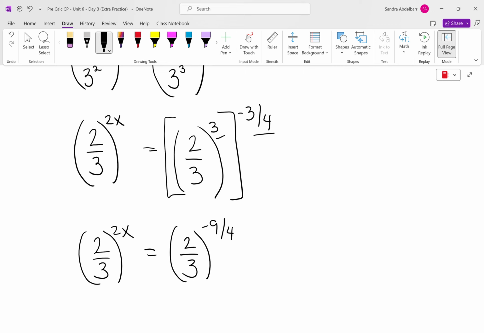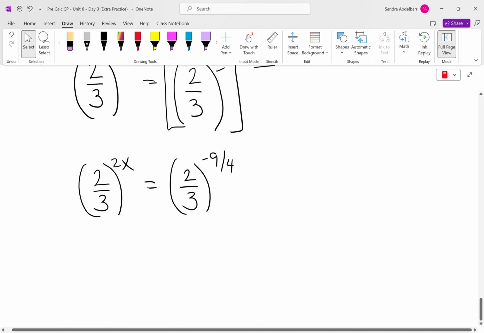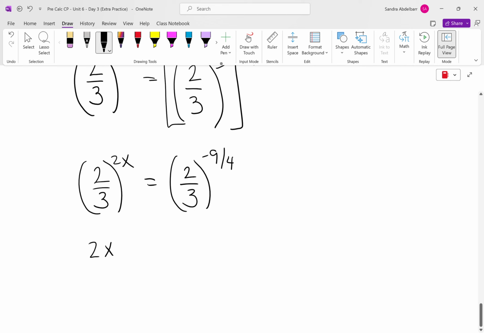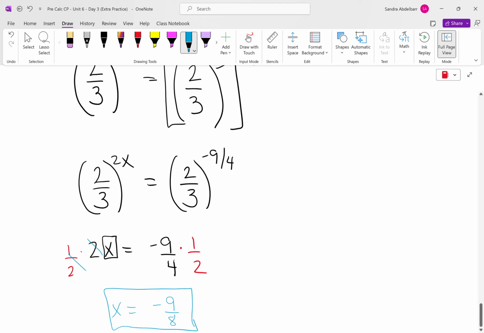But now that I have the same base, can I set their exponents equal? Yes. So 2x equals negative 9 over 4. I can divide by 2, or I can multiply by a half. So x will equal negative 9 over 8. This would be like a bonus problem, in my opinion.